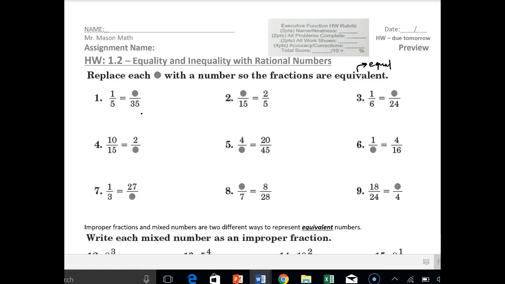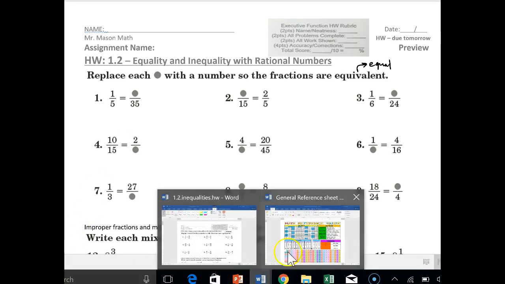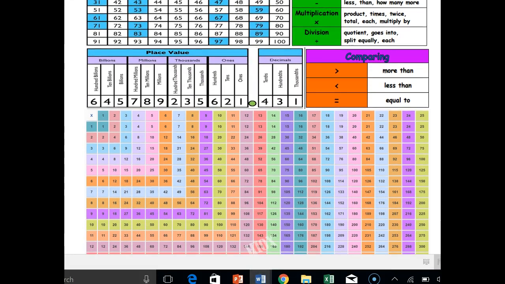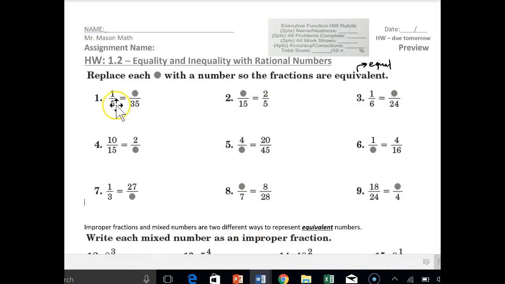Basically in these problems, you're going to want to use your reference sheet. So I have my handy dandy reference sheet right here. I'm looking at my 5s and I'm trying to see, all right, how can I make 5 become 35? Up, there's 35, I multiply it by 7. So I'm going to say, hey, I multiplied both of these times 7, and my answer here is 7. So 7/35 is my answer. I want to see this work, what you actually multiplied.